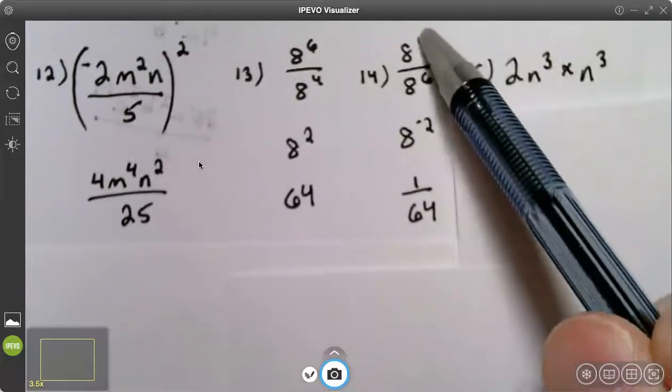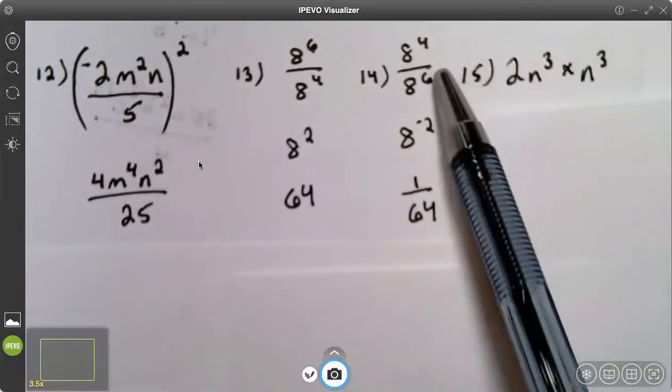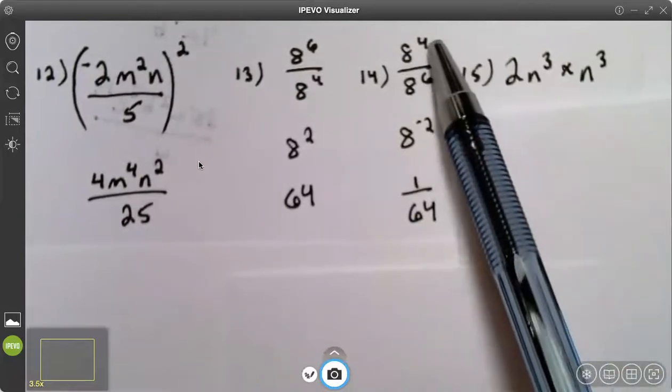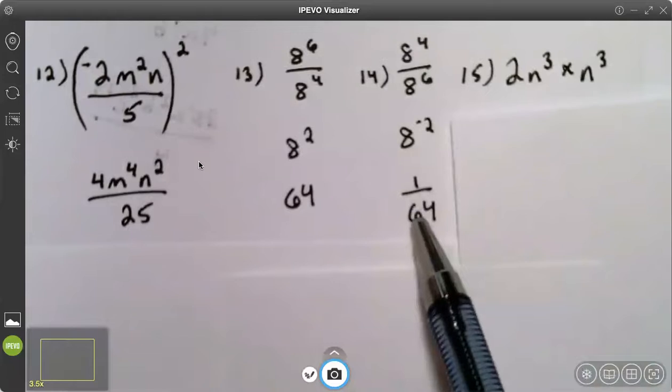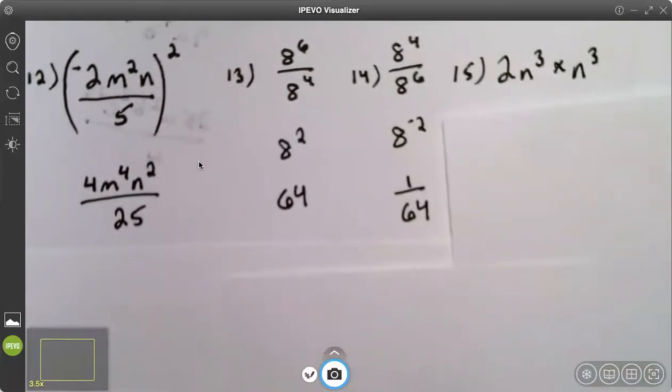So when I did it, I chose to say 4 minus 6 is negative 2. But honestly, when I normally do it, I would say I got 2 more on the bottom than I do on top. So I have 1 over 8 squared, which becomes 1 over 64. Lots of ways to do these, even more than I'm telling you, actually. Number 15.